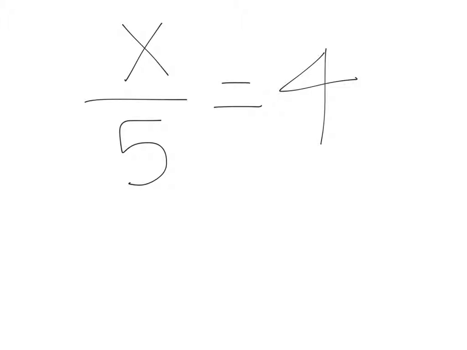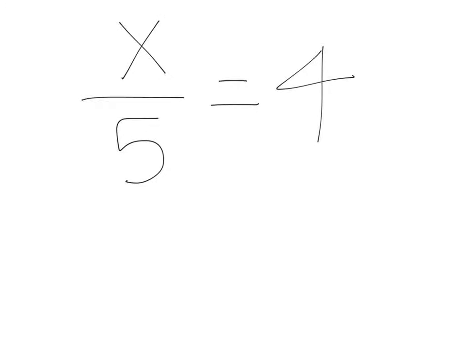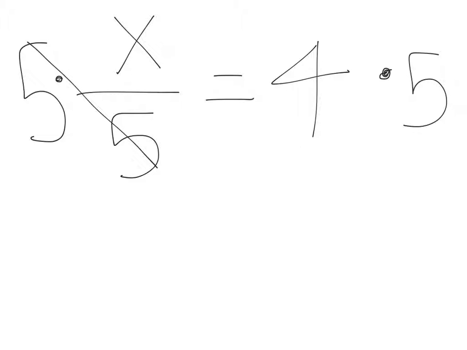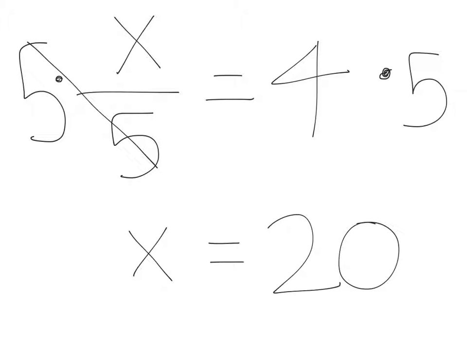You can see here that x is being divided by 5. That means that we need to multiply so that we can cancel by inverse operation to isolate x by itself. If we are going to multiply on this side, we also have to multiply on this side. So we'll multiply by 5 over here and 5 over here, canceling out our 5's, getting x equals 4 times 5, which is 20.